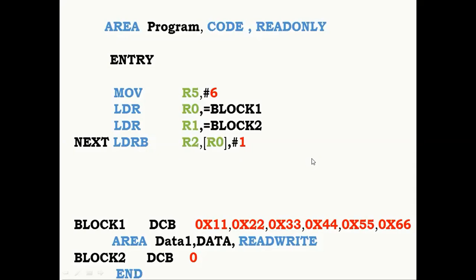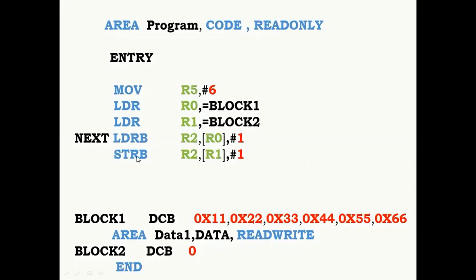So this is the LDRB. And next, you are moving the data from block 1 to block 2. STRB, store byte, means the value present in register R2 you are moving to the address in R1. R1 is nothing but the address of block 2. So you are moving into this address location. After moving, you are incrementing this value by 1. So first loading the values into R2, and from R2 you are storing into block 2. The block 2 address is pointed to by register R1.